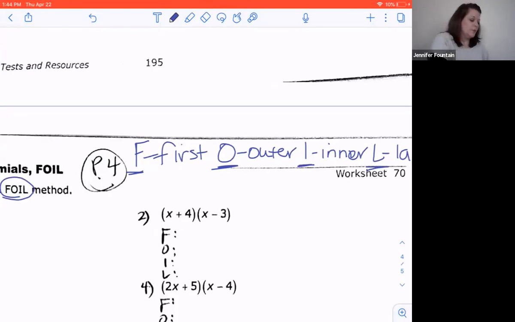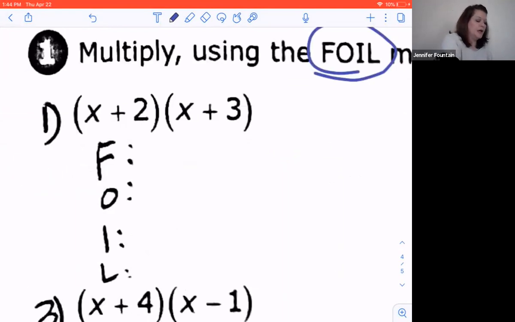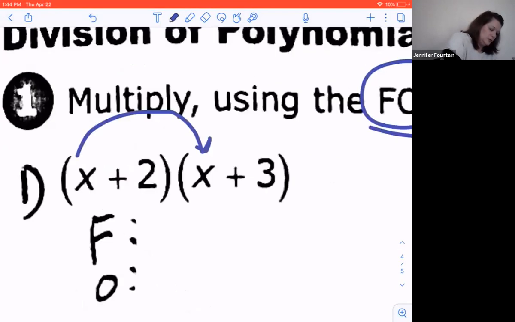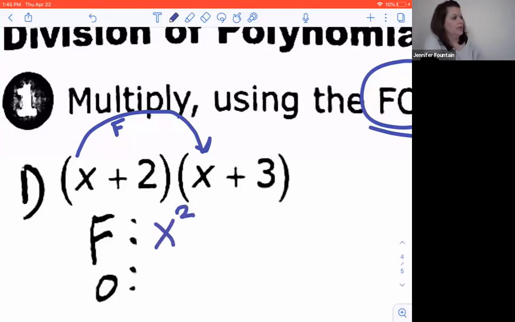So when I do this in my problem, I multiply first term by first term. I'm going to label that with an F. Let me move it down a little bit so you can see that this is multiplying my first terms. And x times x. Remember we said that when I multiply, I add the exponents. So this will be like x to the first times x to the first, and 1 plus 1 is 2. So x times x is x squared.